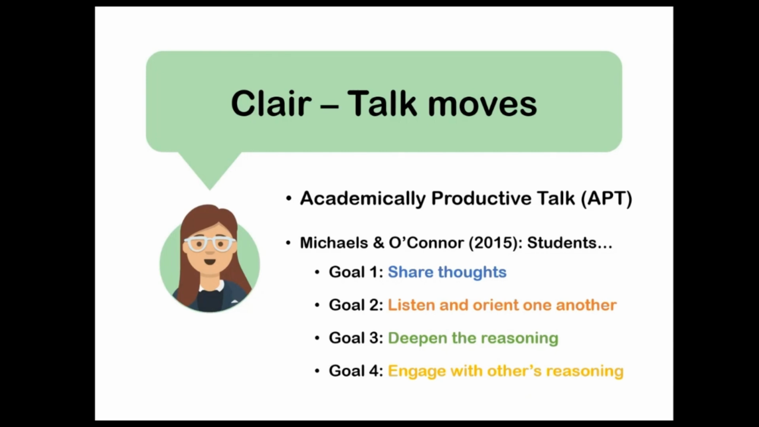Effective talk moves for the classroom have been studied for decades. One popular framework is called Academically Productive Talk, APT. APT suggests that productive dialogue is well supported when these four goals are met. Students share their thoughts, listen and orient one another, deepen their reasoning, and engage with each other's reasoning. And here are some examples of the talk moves Clair uses to help in each of these goals.